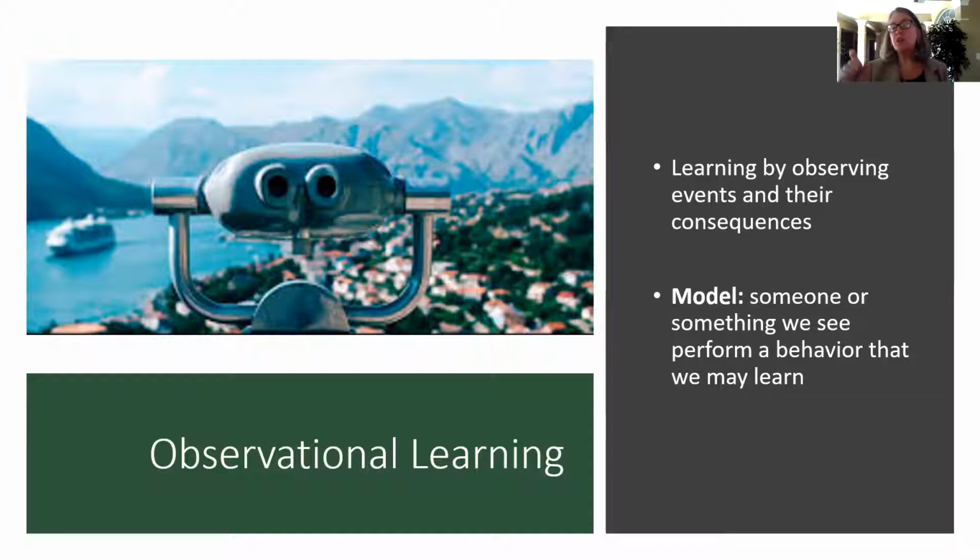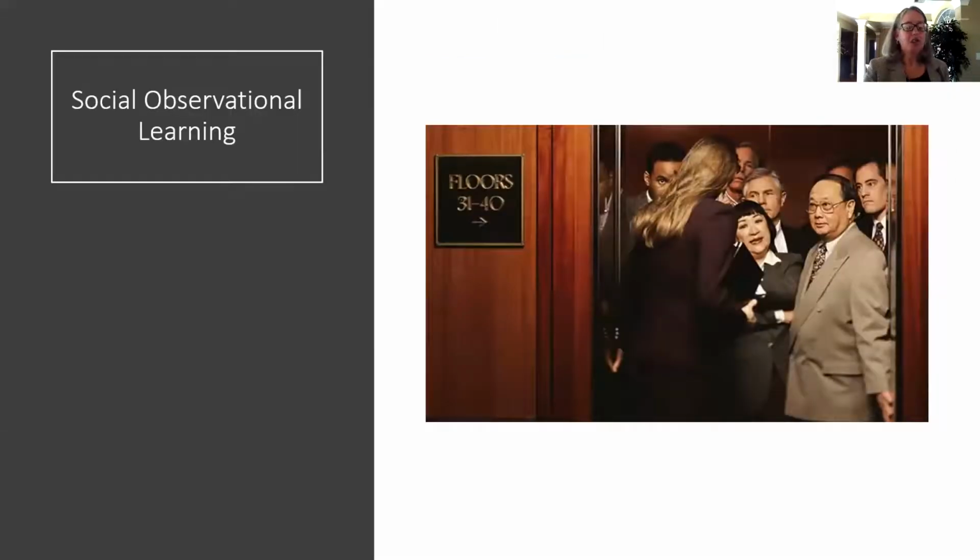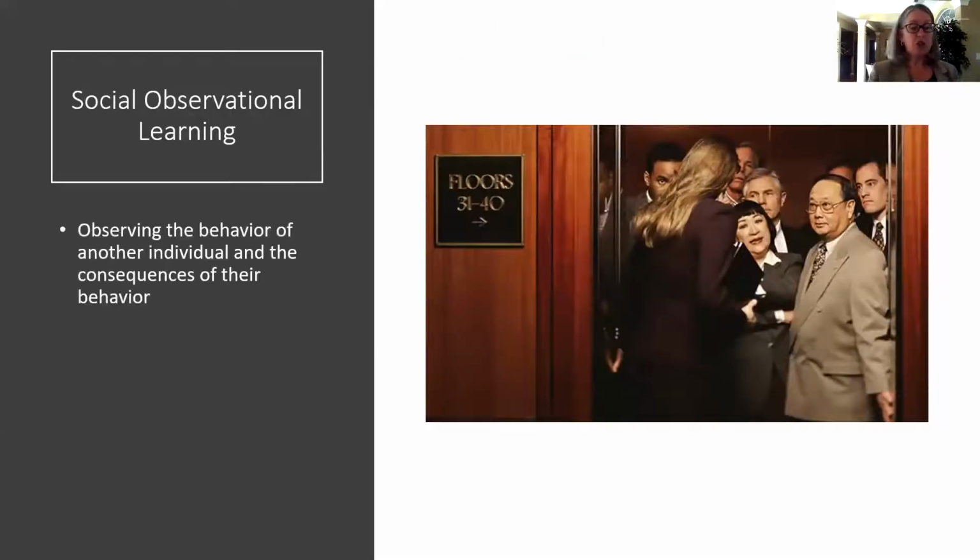So the model is the person who's performing a behavior that we end up learning from. They're the ones that perform the behavior, and they're the ones that get punished or reinforced for it. They're the ones that get the consequence, and we're observing this happening. Okay, so with social observational learning, we're going to observe the behavior of another individual and the consequences that happen to that individual.